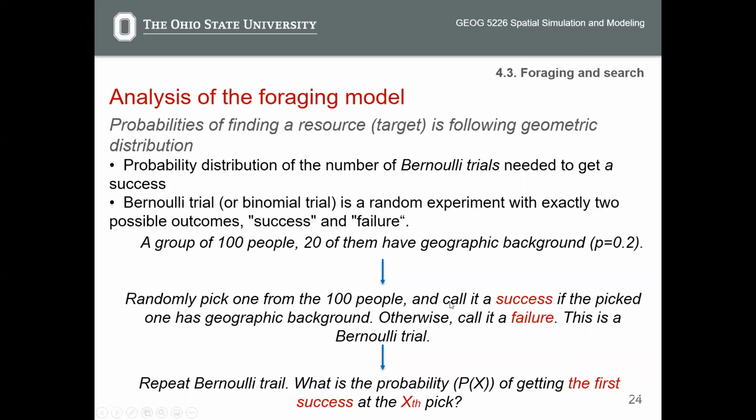So for example, we just finished the first step. It was a failure. Okay, then we repeat this. It's the second step. And the second step is still a failure. Then we repeat it. It's the third step. And after the third step, we have a person with geographic background. Then we say that we have a success. We have the first success at the third step. Okay, so this is a Bernoulli trial.